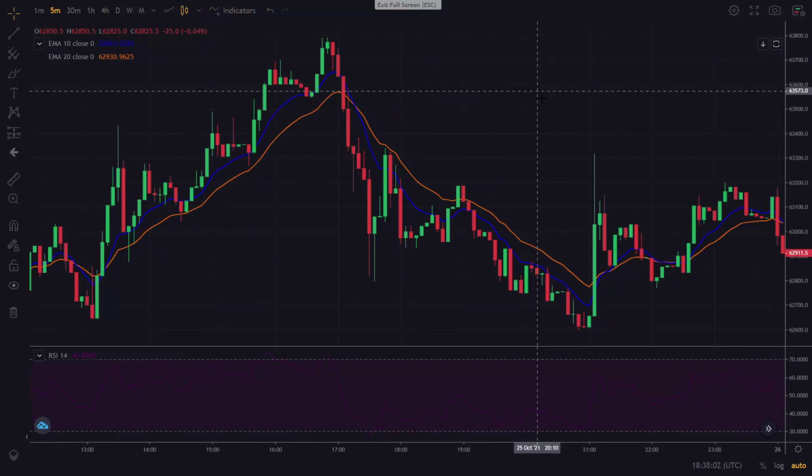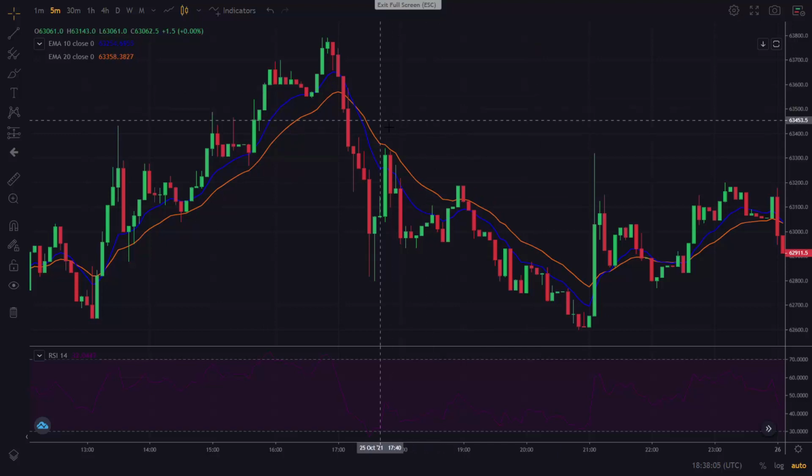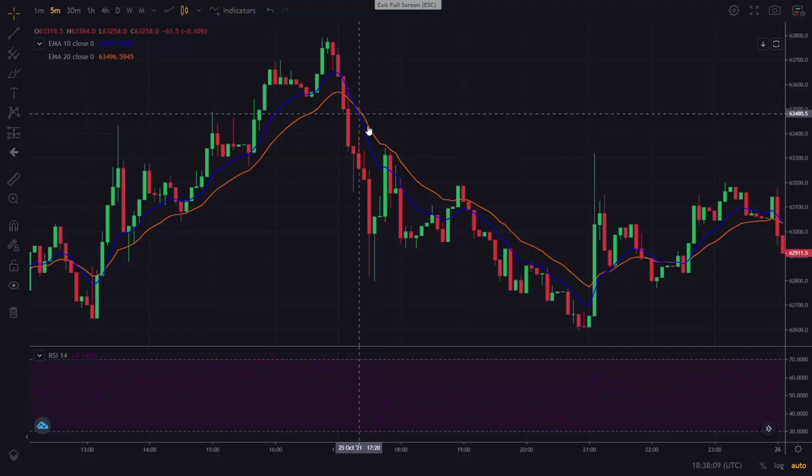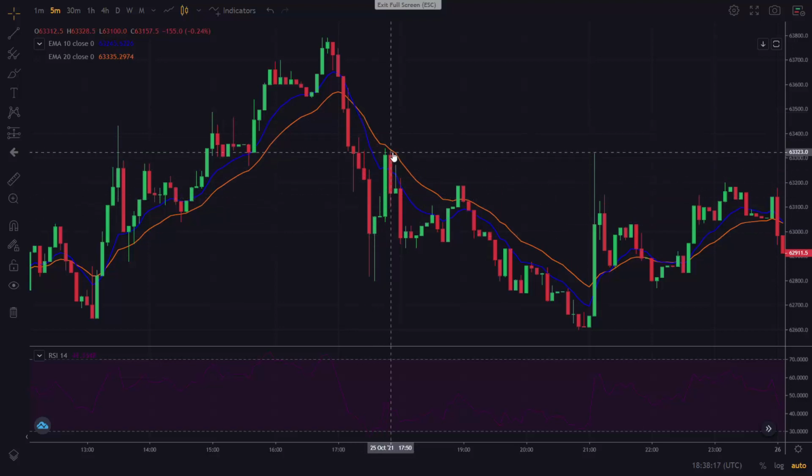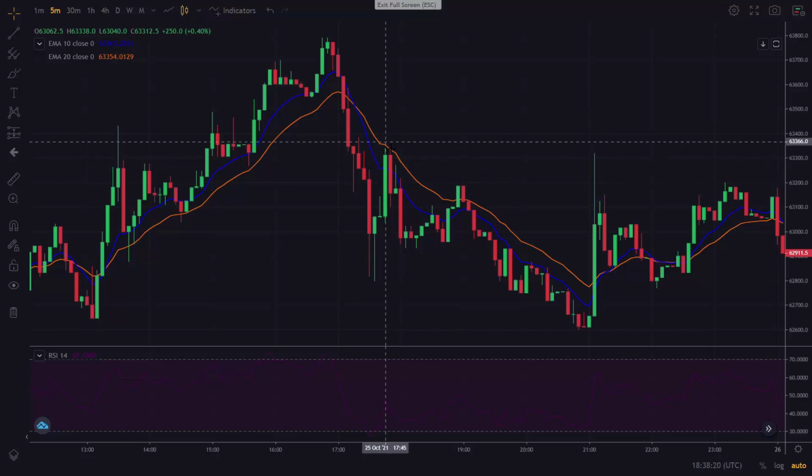So for a short trade, first we need to confirm a downtrend, and we can see here we go into a downtrend as the 10 period EMA is below the 20 period EMA. Secondly, we need a pullback into these two exponential moving averages, which we have here. And third, we need confirmation of a bearish signal.